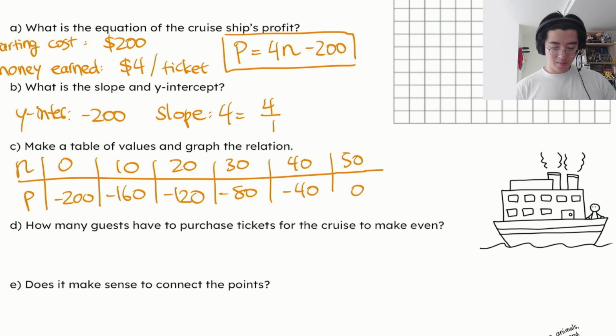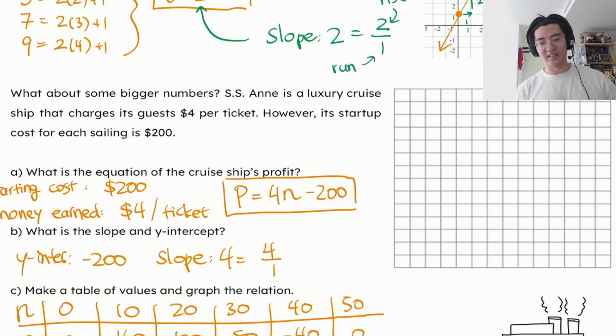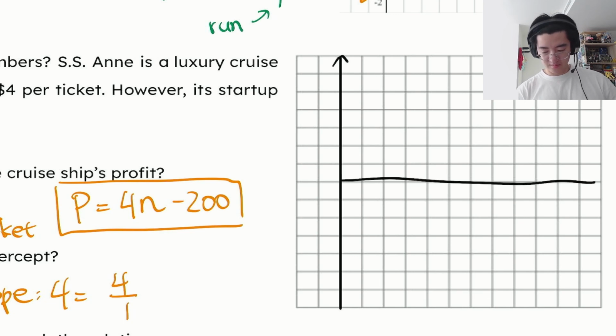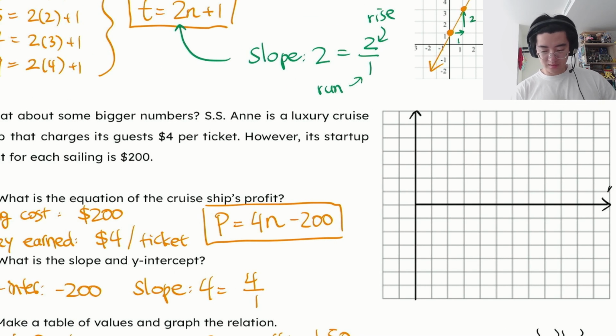Okay. So now, the harder part. Let's graph this thing. So we've got our x and y axis, but in this case, remember our x-axis, or our n, we actually don't really need to worry about the negative numbers, because we cannot have a negative ticket. So we can start our graph here, somewhere in the middle. We only care about the positive numbers. So our x-axis is the n, y is the p.